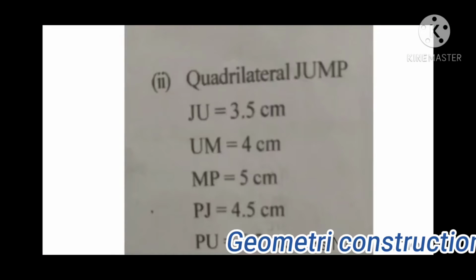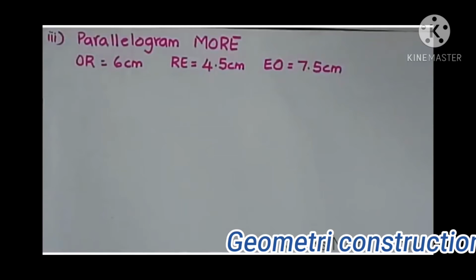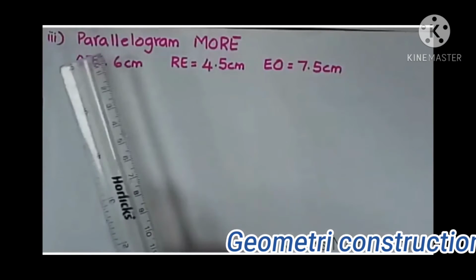Now this is the second question. Quadrilateral JUMP, and they have given 4 sides and also a diagonal. Just as the previous quadrilateral, you can construct this for yourself. Move on to the third one.